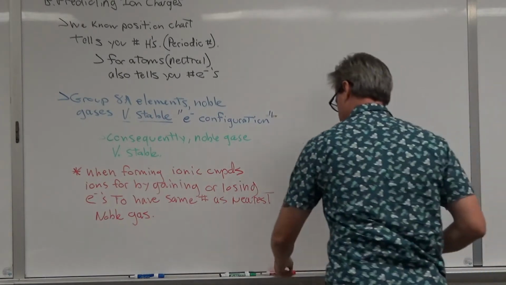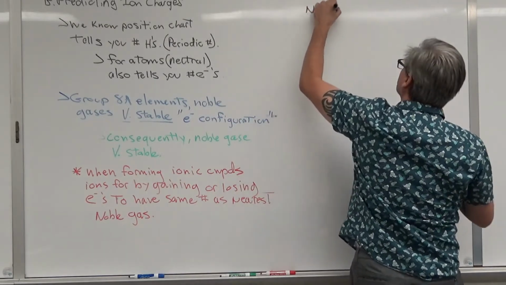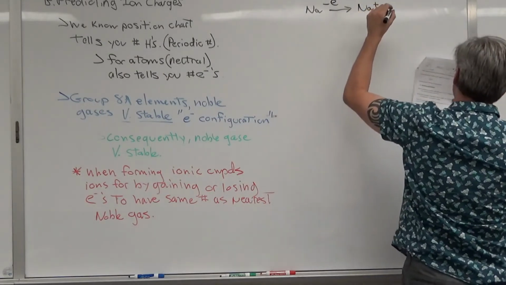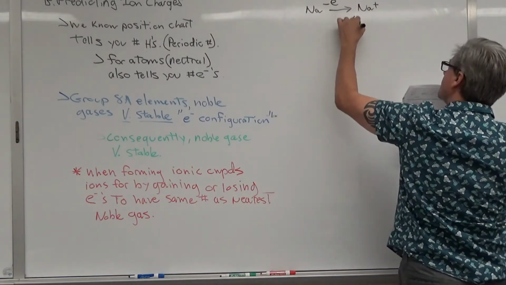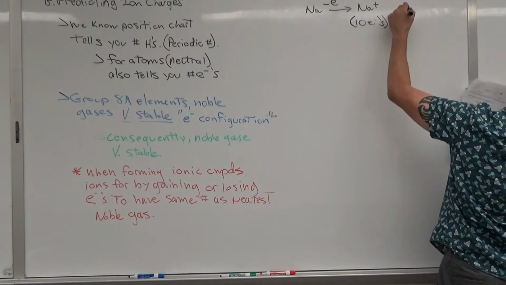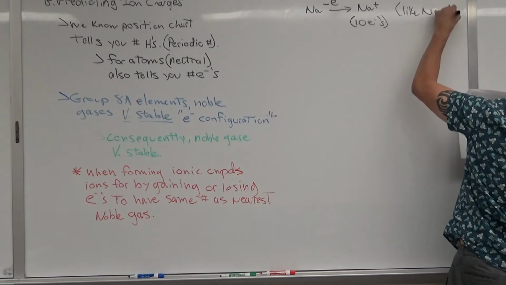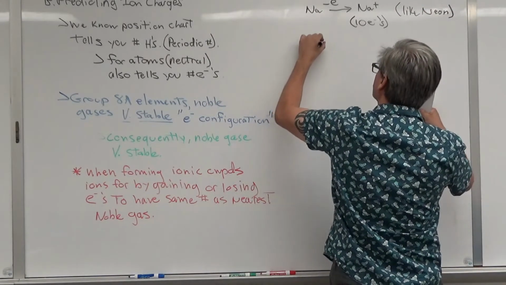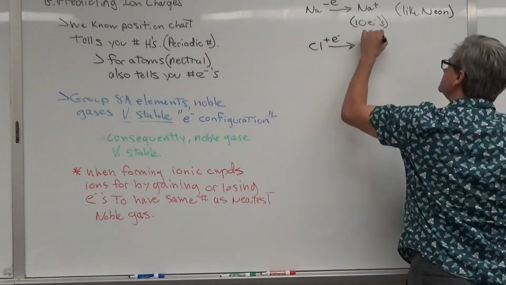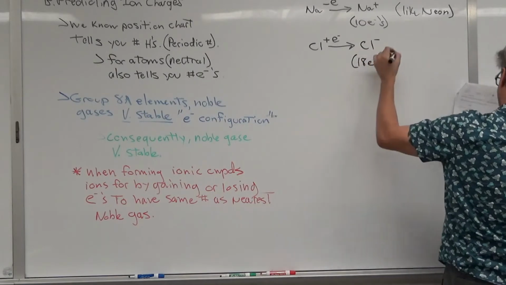All right, so sodium minus an electron, you get sodium plus, and that is 10 electrons, just like neon. Chlorine adds an electron, e minus, and becomes Cl minus and now has 18 electrons. And that's like argon.